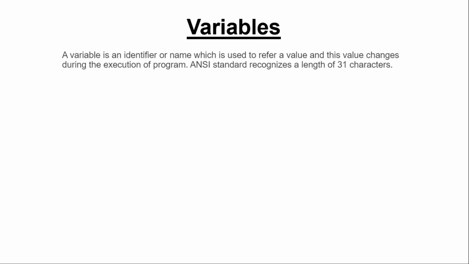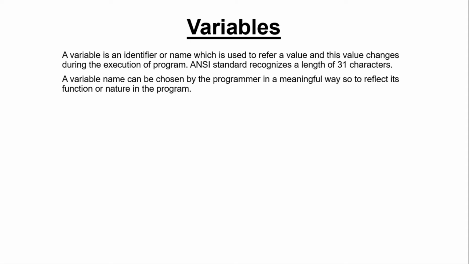Let's get started. Variables. A variable is an identifier or name which is used to refer to a value or data, and this value changes during the execution of the program. A variable name can be chosen by the programmer in a meaningful way, so as to reflect its function or nature in the program.